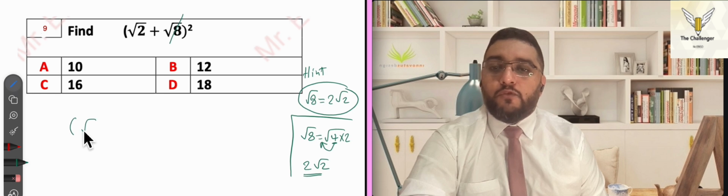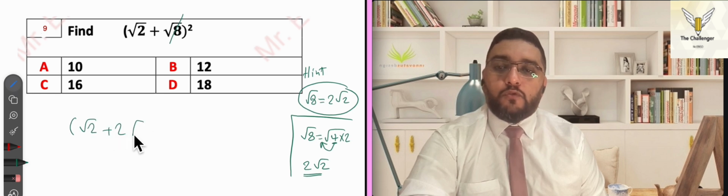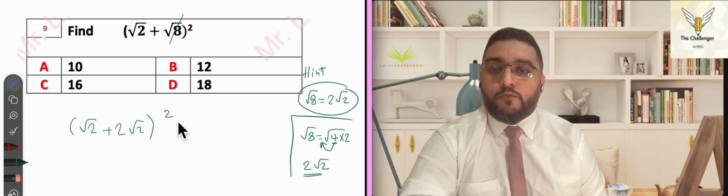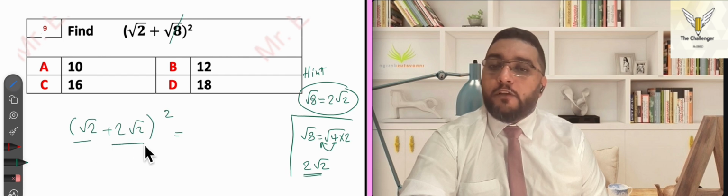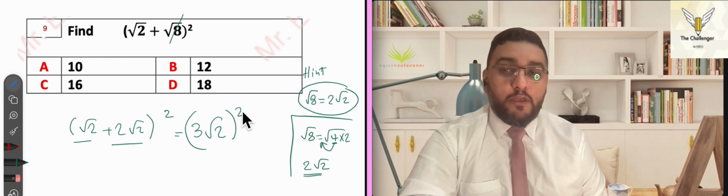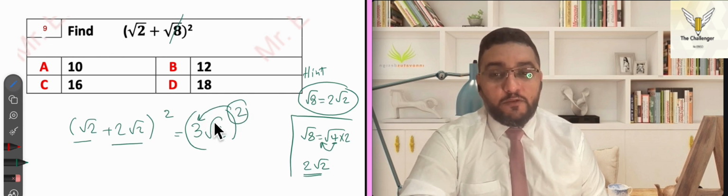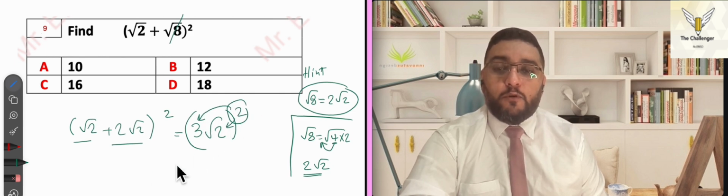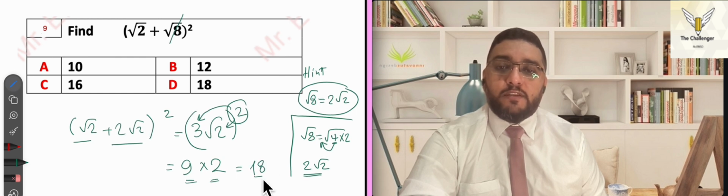So we can put 2 root 2 in the place of root 8. It will be (root 2 plus 2 root 2) raised to the power of 2. Root 2 plus 2 root 2 is 3 root 2, raised to the power of 2. Now we distribute the exponent: 3 squared and root 2 squared. 3 squared is 9, times root 2 squared, which equals 2. 9 times 2 equals 18. So the answer is D.